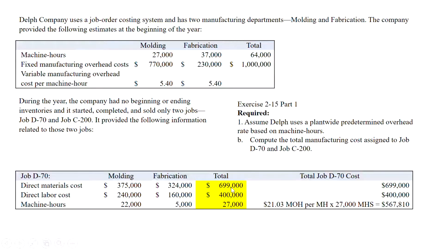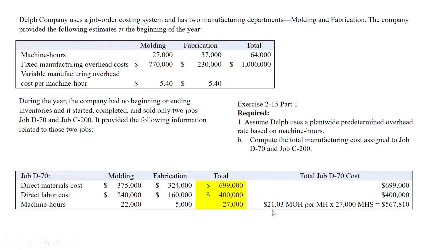I can just slot over my totals here. Total actual cost that I'm going to utilize for direct materials for this job is $699,000. Total actual direct labor costs for this particular job is $400,000. Now, the $27,000, you notice I'm not moving over here because this isn't cost, that's just the machine hours.